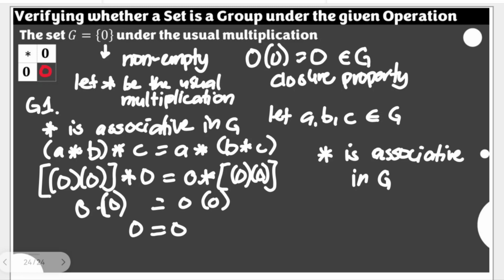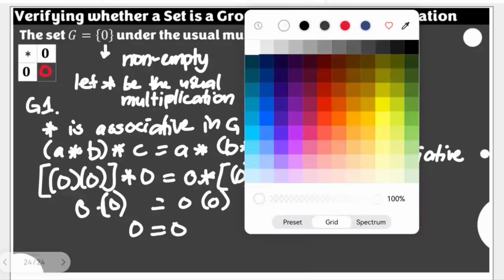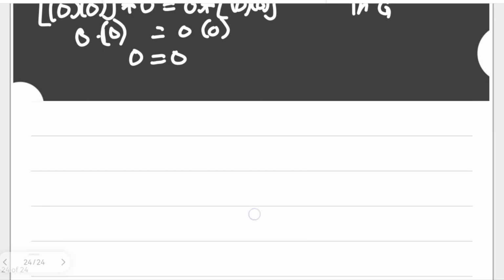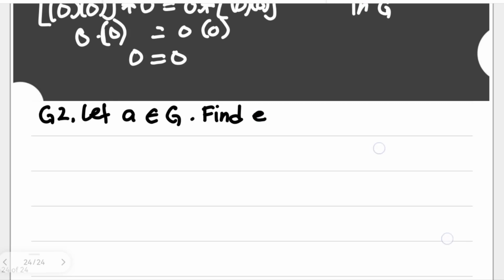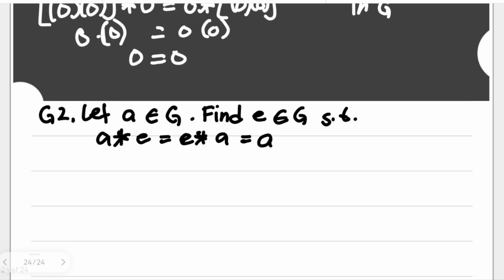As for the second condition, G2, let me use another color here because we'll be using the spaces at the bottom. Now for G2, this is for the existence of an identity element. That would mean let a be an element of G. Again, we know what that element is because there's only one element, but let's just do it like this to practice. We need to find a certain E, which is also an element of G, such that A star E is equal to E star A, which is equal to just A for all A element of G. But then again, we only have one element, but let's just do it anyway.